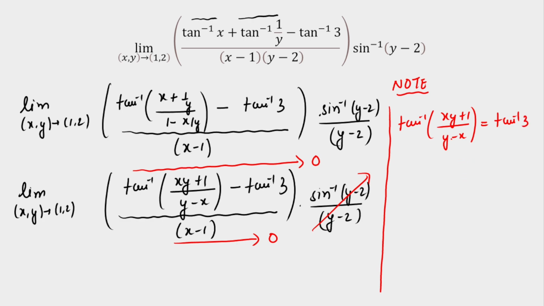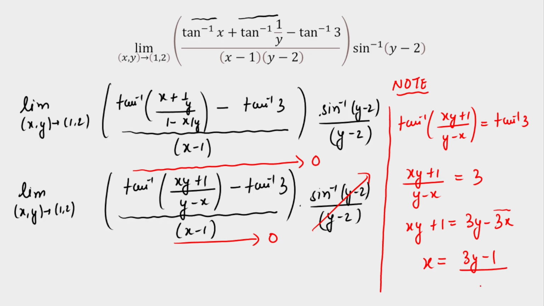Now if they are equal, I'm going to compare the inputs. I can write (xy plus 1) whole divided by (y minus x) is equal to 3. I'm going to cross multiply here. We'll get xy plus 1 is equal to 3y minus 3x. Now from here I'm going to write the value of x. I'm going to take 3x on the other side, so we'll get x as (3y minus 1) upon (3 plus y).